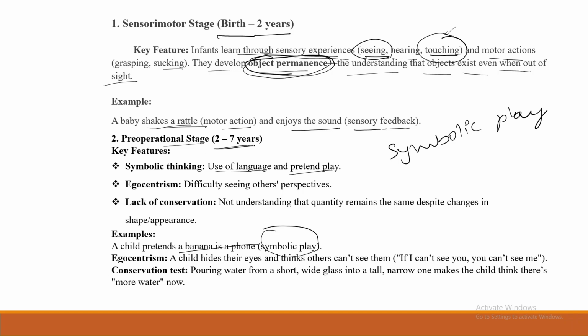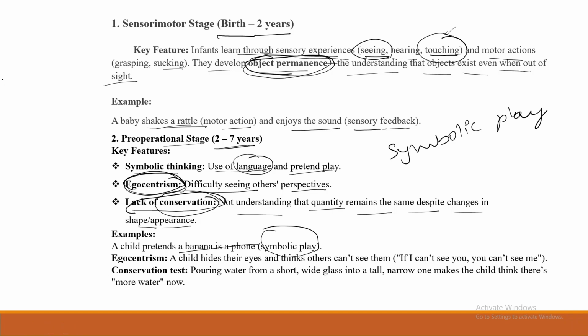In this stage, 2 to 7 years, the child develops symbolic play and symbolic thinking, and use of language. And next, in this stage, egocentrism. This is also an important keyword of Jean Piaget. Earlier, object permanence, and next, egocentrism. I will explain what egocentrism is in a subsequent slide. And lack of conservation. Lack of conservation means not understanding that the quantity remains the same despite changes in the shape and appearance.